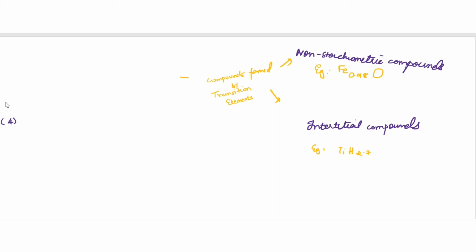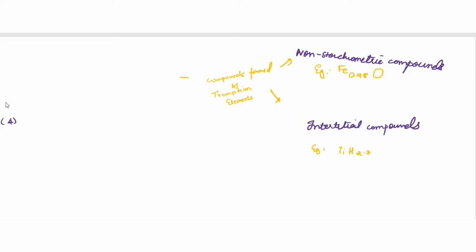Second exception is about interstitial compounds. Similarly, these are also not stoichiometric. For example, TiH2.7. You see, in the crystal lattice of titanium, very small atoms like hydrogen, carbon, boron get occupied. So such compounds are known as interstitial compounds. So TiH2.7 is a perfect example. This again is an exception to the law of multiple proportions.